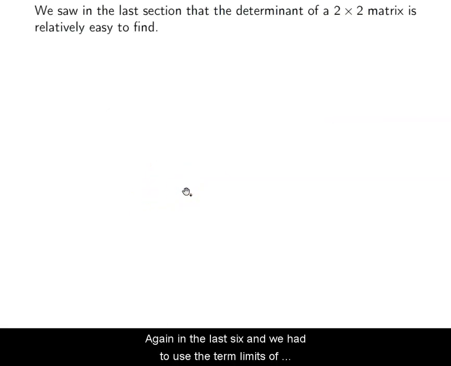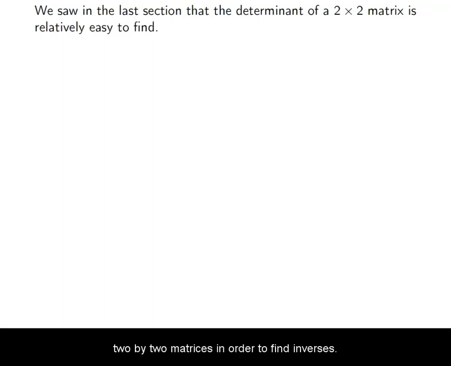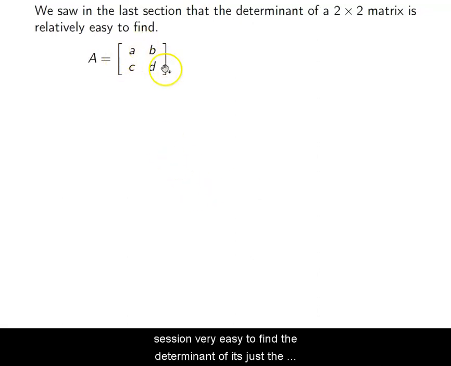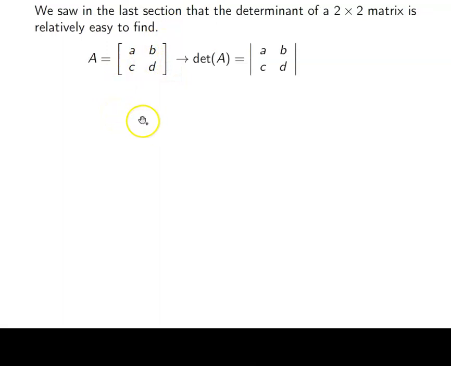Okay, so again, in the last section, we had to use determinants of 2x2 matrices in order to find inverses. It was relatively easy to find the determinant of a 2x2 matrix, right? We saw this in the cross product section, and we actually saw this somewhere else in chapter 9 too. I can't remember where exactly, it actually probably was the cross product section. 2x2 matrices, very easy to find the determinant of. It's just the main diagonal product minus the secondary diagonal product, right?